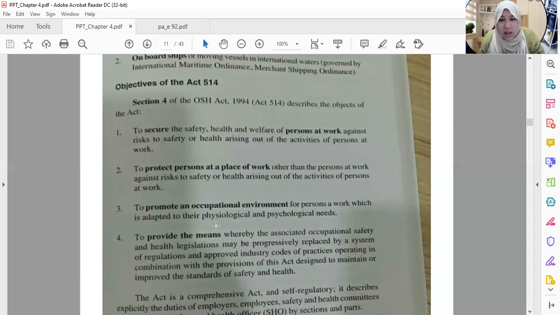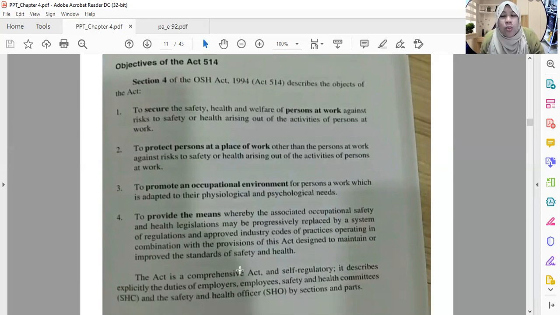And to provide the means whereby the associated occupational safety and health regulations may be progressively replaced by a system of regulations and approved industrial codes of practice operating in combination with the provisions of this Act, designed to maintain or improve the standard of safety and health. It says to provide the means. It means that laws related to work involving safety and health should progressively be replaced by a system of regulations and approved industry codes of practice, combined with the Act, designed to maintain and improve the standards related to health and safety.